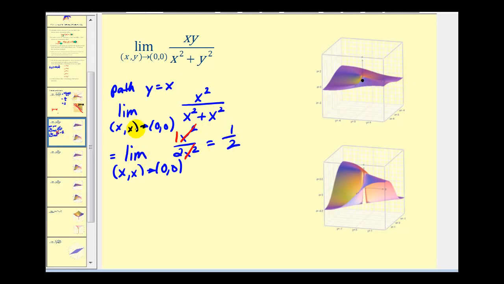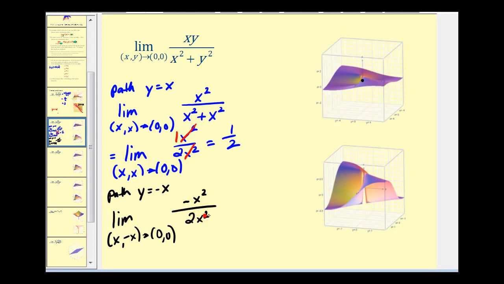Now let's go ahead and consider the path y equals negative x. Let's rewrite the limit. We'll have the limit as (x, negative x) approaches (0, 0). Now let's perform the same substitution into the original function. We're replacing y with negative x, so we'll have x times negative x, which is negative x squared. The denominator is going to be x squared plus negative x squared, that's going to be positive x squared. We're going to have positive 2x squared.